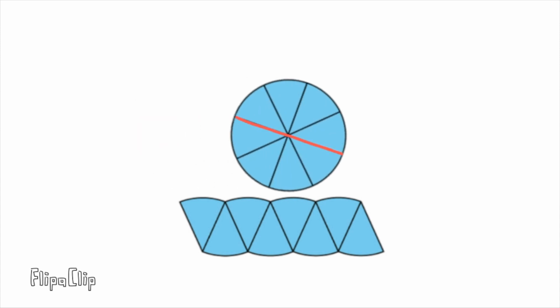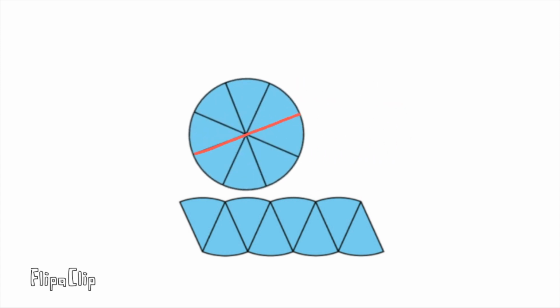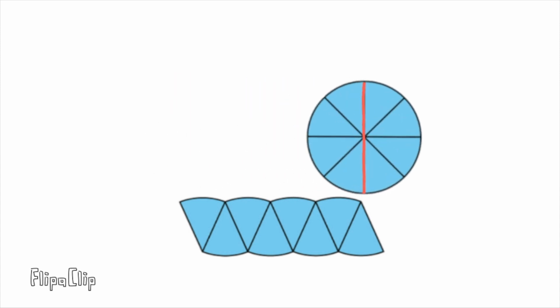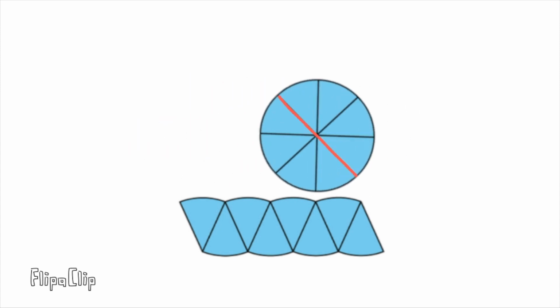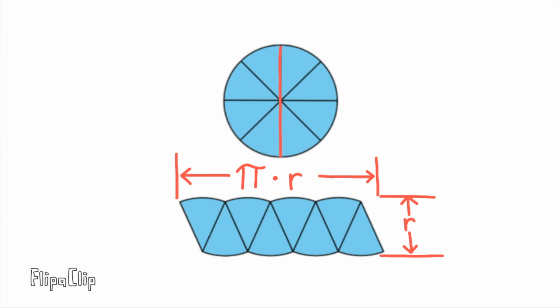The full circumference would be going all the way around the circle, but as you can see here, the length of this rhombus just goes halfway around the circumference of this circle. And that length could be represented as pi times r. To find the area of this rhombus, you'd multiply the base times the height. The base would be pi times r, and the height is r. So the area would be pi times r times r, which is the same thing as pi times r squared. This rhombus and the circle have the same area, pi times r squared.